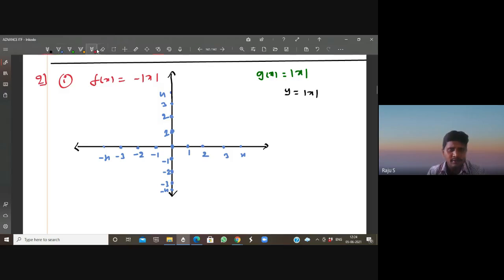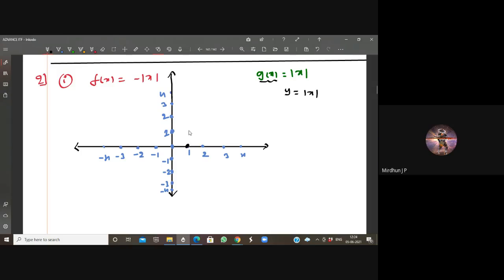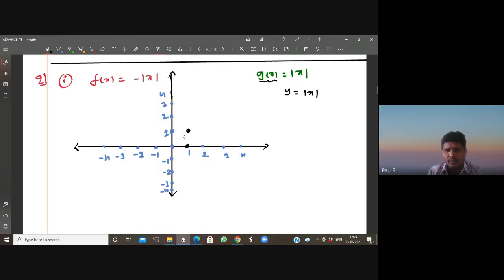Okay. See here. First, I'm going to draw the graph of g of x, not f of x. When you substitute x is equal to 1, what about the output? 1. Y is also 1. When I substitute x is equal to 1, y is 1. X is equal to 2, y value is 2. X is equal to 3, y value is 3. X is equal to 4, y value is also 4.